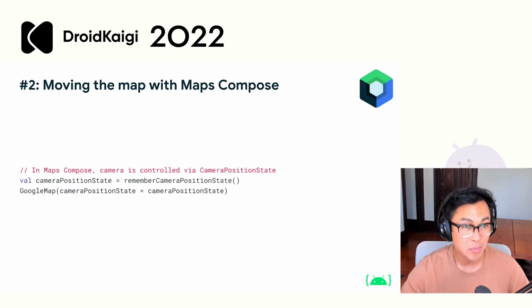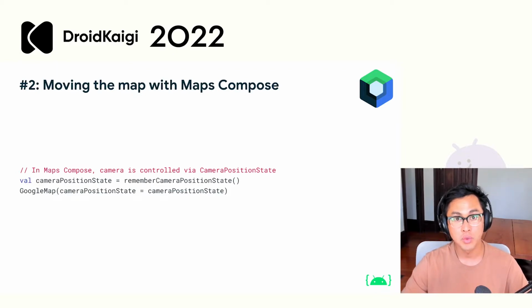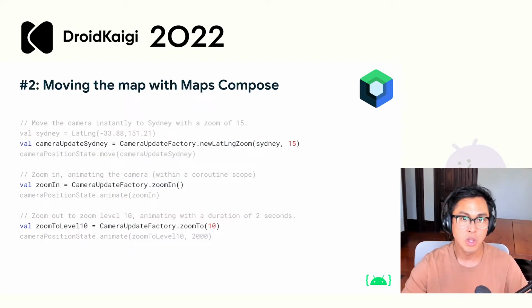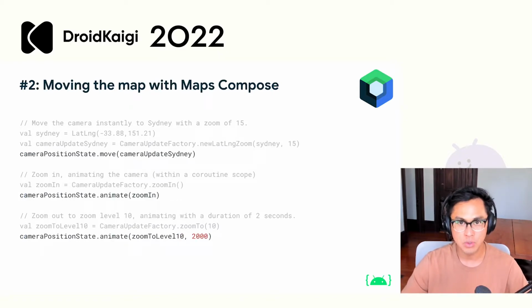So controlling the camera in Maps Compose is done through the camera position state object. This is an object that can be hoisted and has controls like moving and animating the map. In Maps Compose, this is how you would animate, or rather update, the camera's position. Notice that the same camera update objects are used here. So this should be really familiar to folks who have used Maps SDK. And instead of passing it to the Google Map object, you would pass it to the camera position state object to move or animate the map.